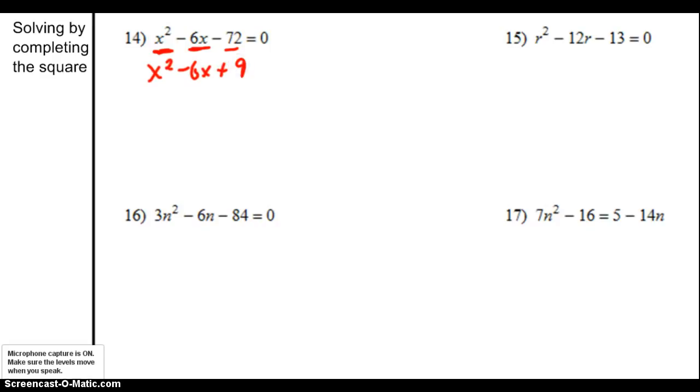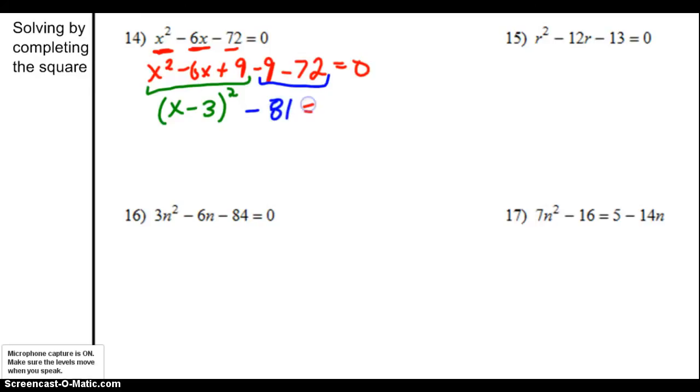But remember, if you add 9 to an expression, we can't just add 9 and leave the expression. We also have to subtract 9 to keep the equation balanced. And then here's our minus 72 equals 0. Now, take the first three terms. That now forms a perfect square trinomial, and so we can rewrite this as (x minus 3) squared. Look at your last two terms. Those are the leftovers. Combine those. Negative 9 and negative 72 make negative 81, and again equals 0.